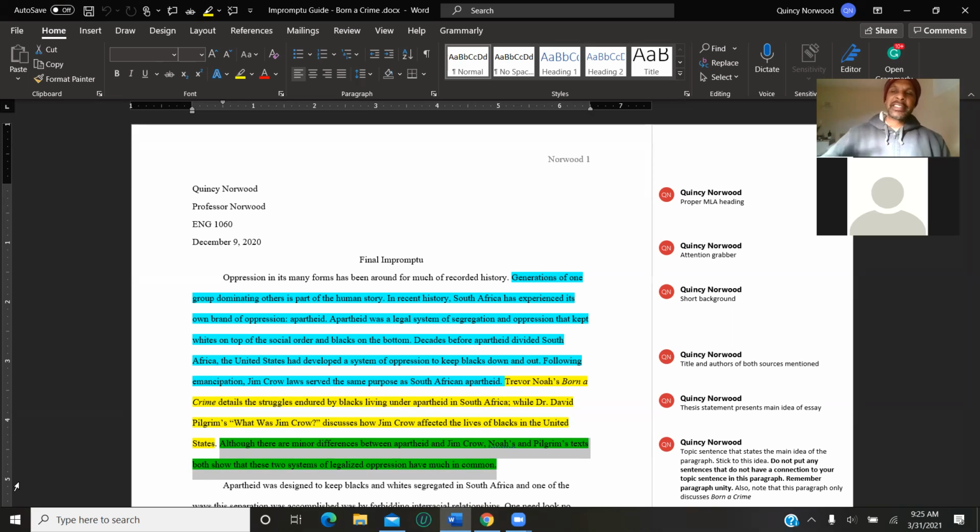Because as a reader and as a teacher, when I'm meeting with these students, my first question is, what do you mean many ways? And I say, don't say things like many ways, because that can mean anything. All right. Although there are minor differences between apartheid and Jim Crow, Noah's and Pilgrim's texts both show that these two systems of legalized oppression have much in common. So instead of saying many ways, try to be specific as you can.